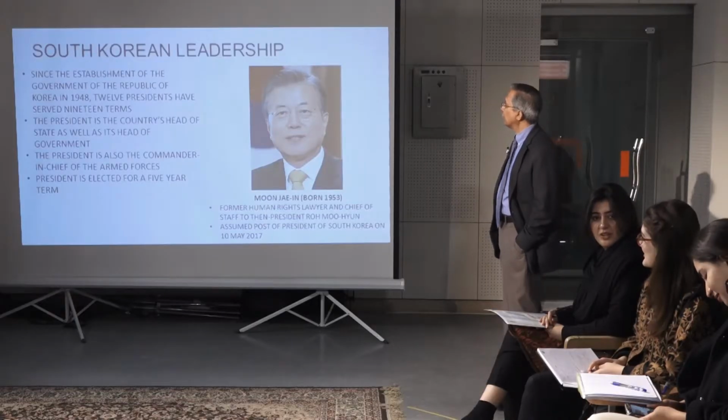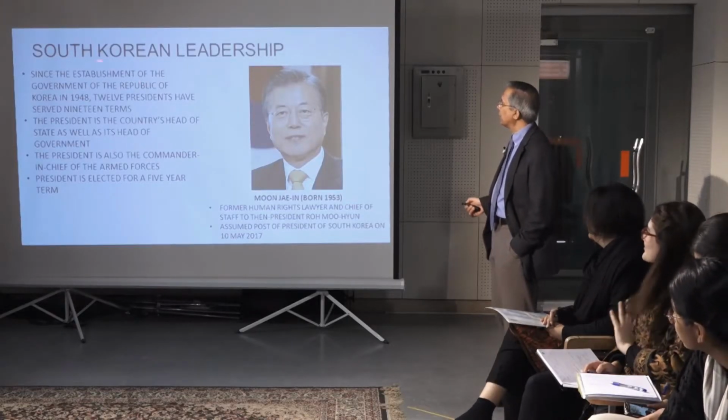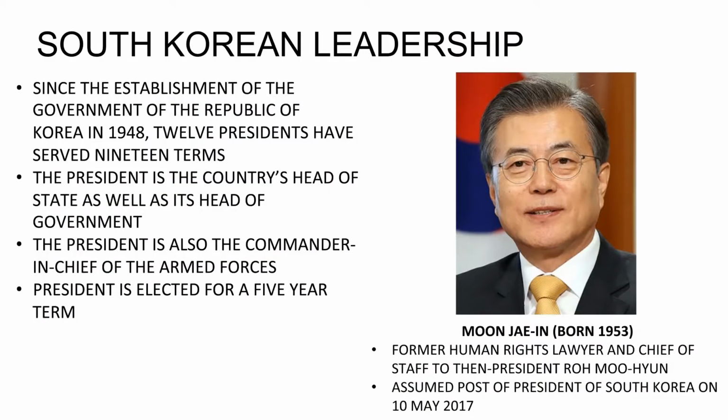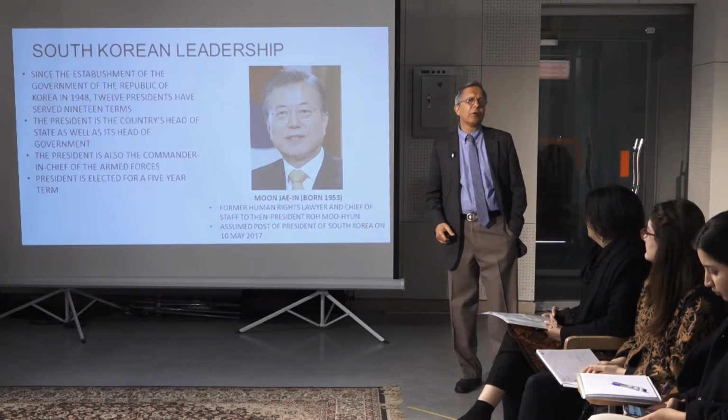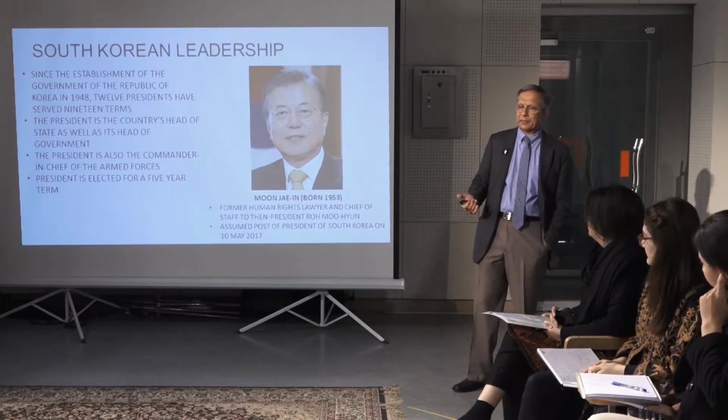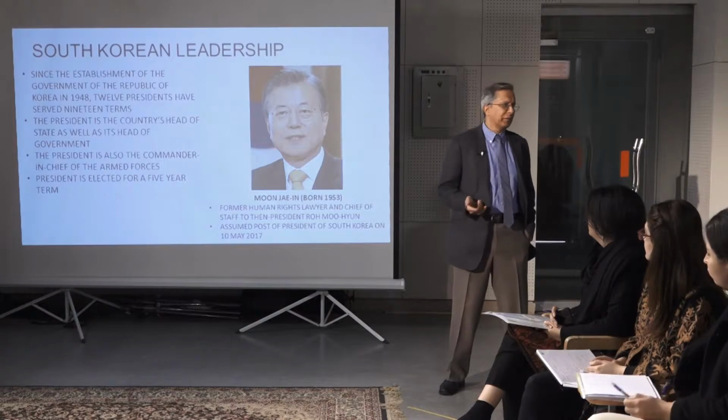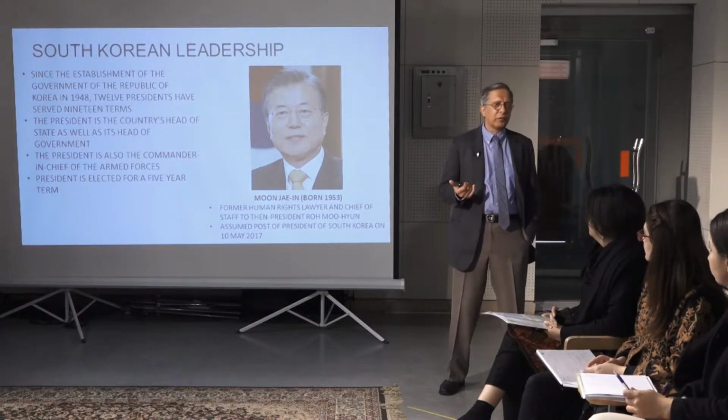Okay, good. Please, next. So this is the South Korean leadership, ladies and gentlemen. Since the establishment of the government of the Republic of Korea in 1948, 12 presidents have served 19 terms. So some of them must have been re-elected. The president is the country's head of state as well as the head of government. The president is also the commander-in-chief of the armed forces, and is elected for a 5-year term. And ladies and gentlemen, let me tell you that some of the presidents that Korea had were military generals, and they had been under martial laws also.